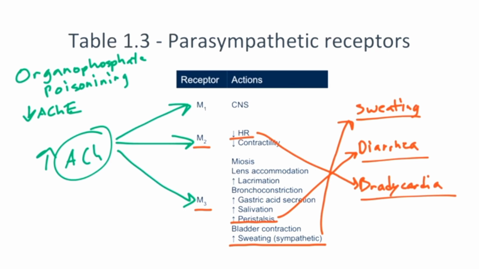Now the question stem only provided a few symptoms of organophosphate poisoning: sweating, diarrhea, and bradycardia. The reality is that all of these activities could be hyperactive: miosis, lens accommodation, lacrimation, bronchoconstriction, gastric acid secretion, increased salivation, and bladder contraction. There could also be decreased heart contractility.